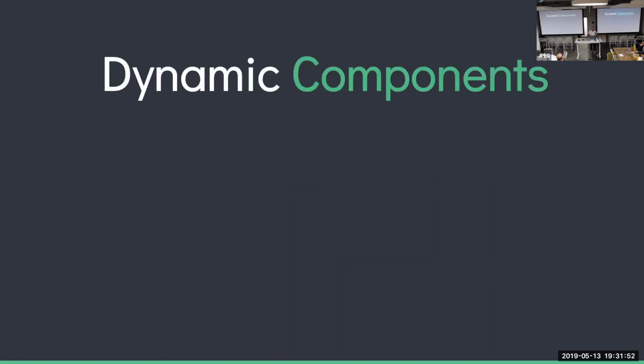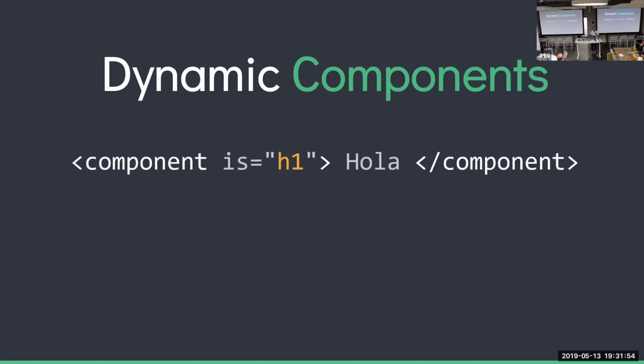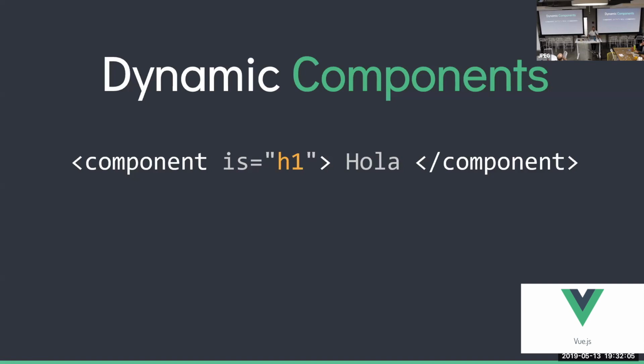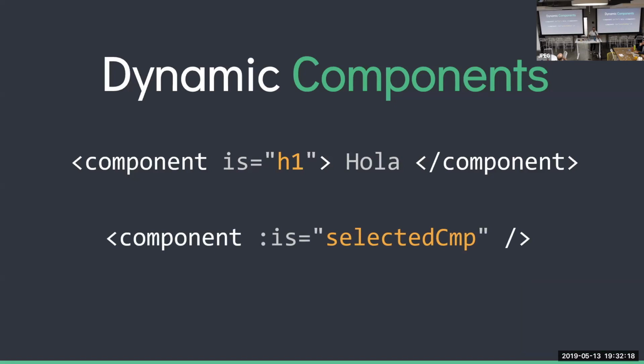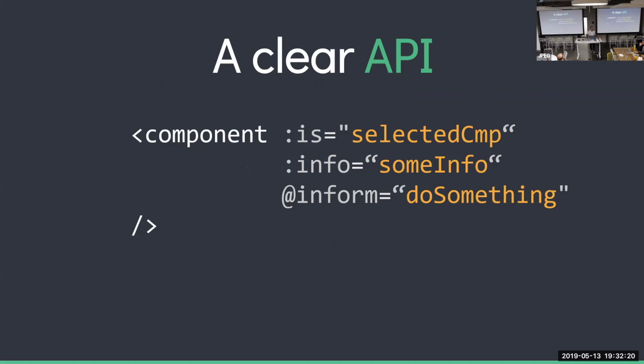What are dynamic components? In Vue, we have a nice feature. It's a component that is called component, and I can tell it which kind of component it is. For example, this one will be an H1. I can decide which component it will be dynamically using the is property. I can have some variable and then select the right component at runtime. I can switch between components. This is a very powerful thing, and it can be very useful in several types of applications.